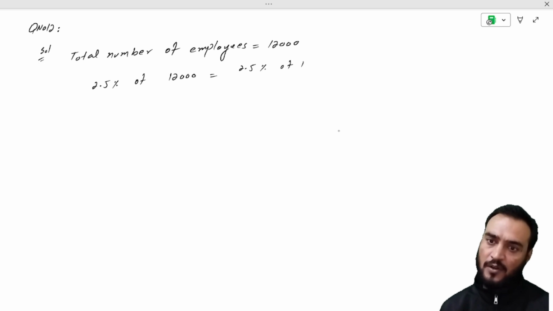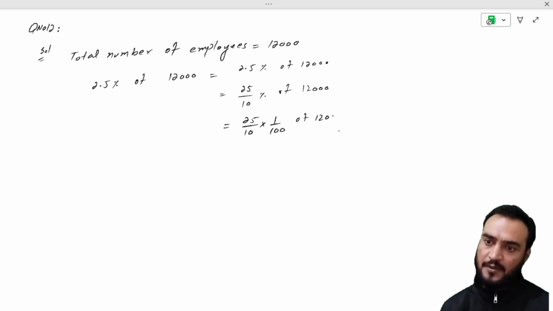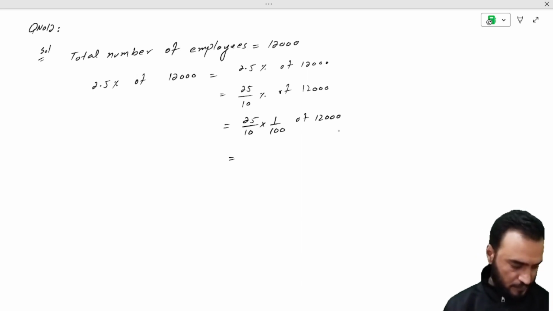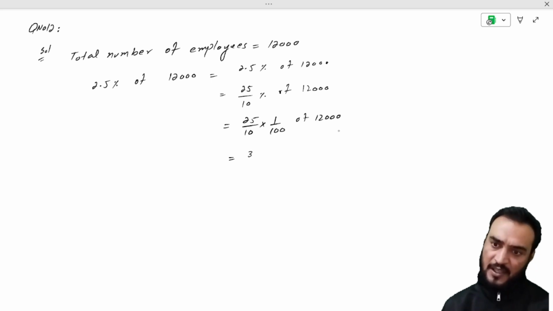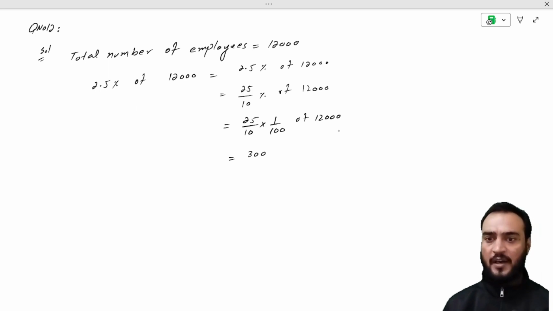2.5% of 12,000. First, we solve the decimal of this. It becomes 25 over 10% of 12,000. 25 over 10 times 1 over 100 of 12,000. So multiplying 25 by 12,000 and dividing by 10 times 100, simplifying completely we get 300. So there are 300 employees who are retrenched.